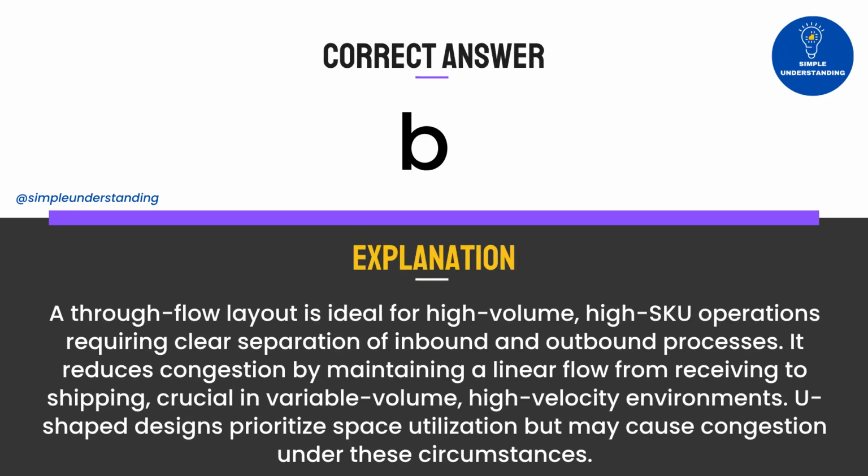Correct answer, B. Explanation. A through-flow layout is ideal for high-volume, high-SKU operations requiring clear separation of inbound and outbound processes. It reduces congestion by maintaining a linear flow from receiving to shipping, crucial in variable volume, high-velocity environments. U-shaped designs prioritize space utilization but may cause congestion under these circumstances.